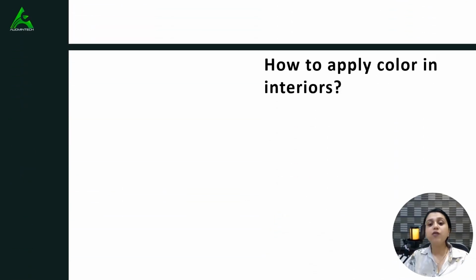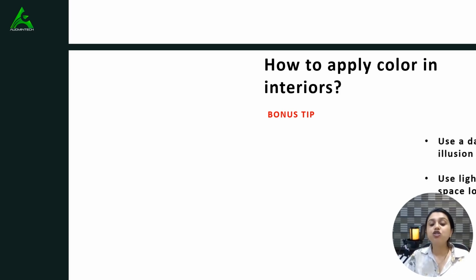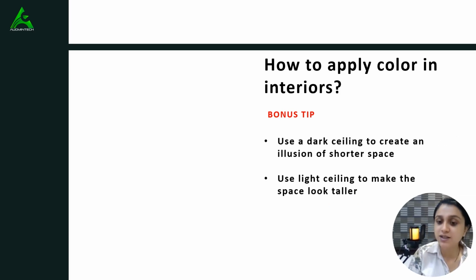So, we have already talked about so many ways you can apply color in interiors. There is a bonus tip for you here. We have talked a lot about the walls, the furniture, and adding wallpapers, but something that we missed is the ceiling. The ceiling is also a very big part of your design, and it is going to add so much character in the space. When you use a dark ceiling, that creates an illusion of a shorter space.